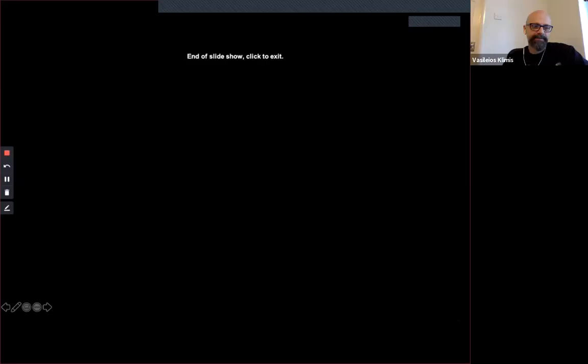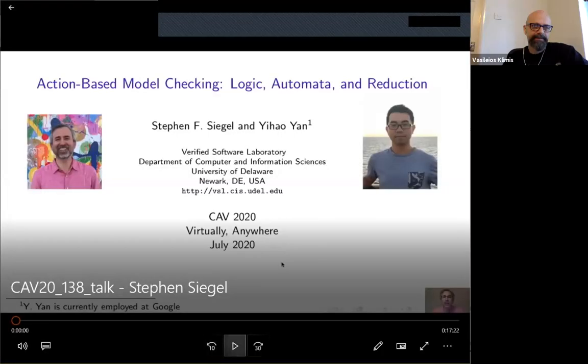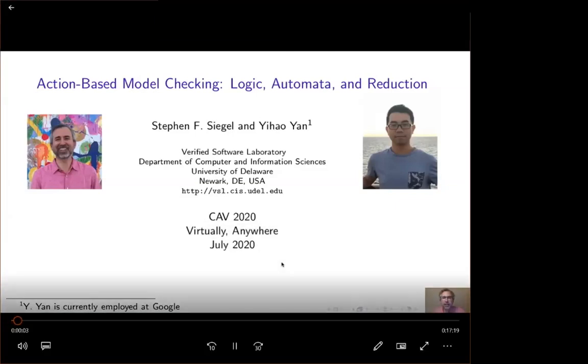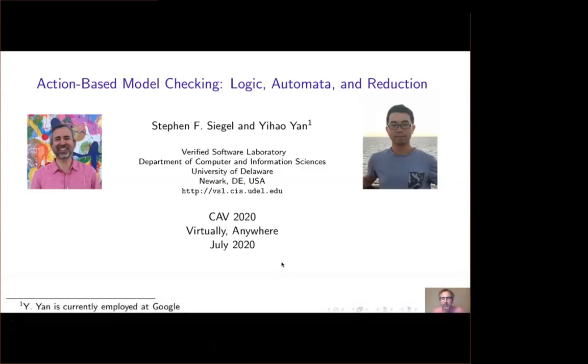So Stephen Siegel from the University of Delaware will be presenting on action-based model checking, logic, automata, and reduction. Hello, I'm Steve Siegel, and this is action-based model checking, logic, automata, and reduction, joint work with Yihao Yan.